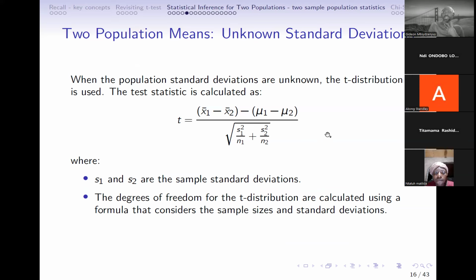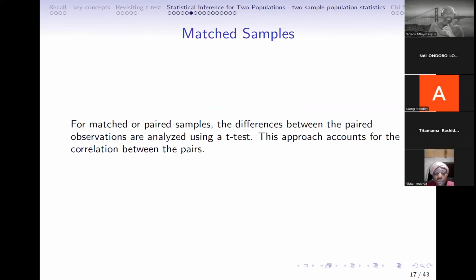So the formula is just a logical expansion of the previous case for the single population statistic. So we say something about the matched samples. For the matched or paired samples, the difference between the two paired observations is analyzed using a t-test. The t-test here again is because we do not know the standard deviation of the population.